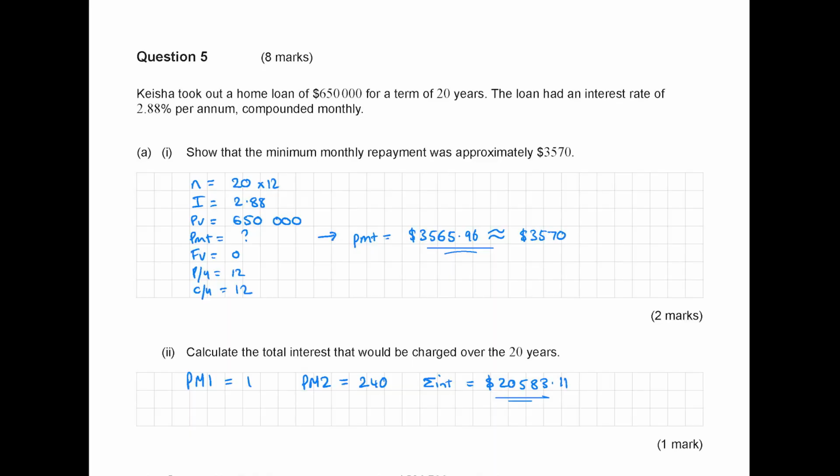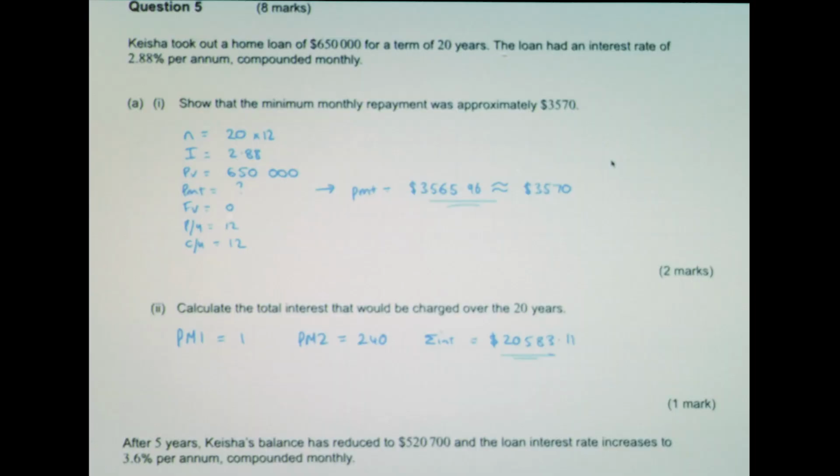Okay. Question 5. We've got a home loans question. So this was quite a short question, but the last section was a little bit more complex. So within this question, we've got a home loan of $650,000 over 20 years. And we're looking at a show that section. And the reason why we do those show that sections is so that students, if they can't do that first section, they can then continue on with the rest of the question.